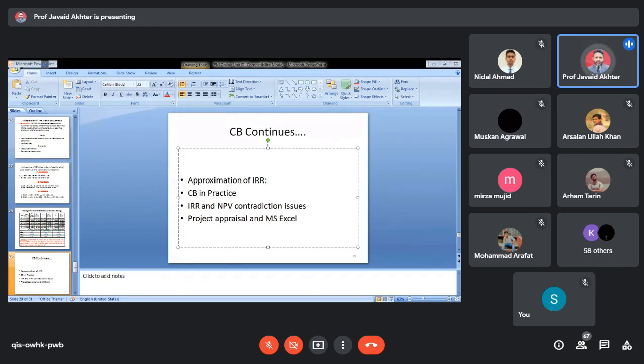If you deposit 1 rupee for 30 years, I'll repeat, if you deposit 1 rupee for 30 years and the interest rate is 40%, how much will this accumulate to?